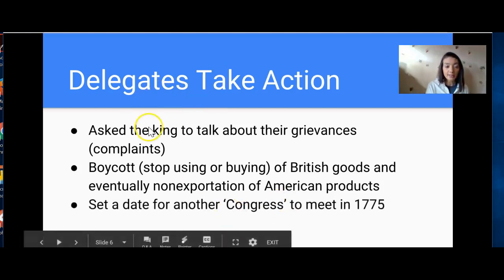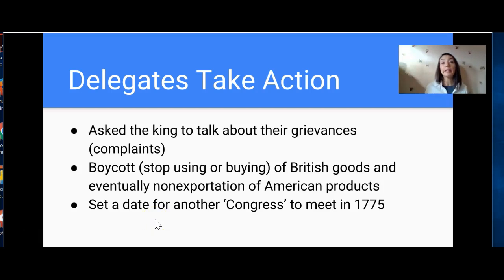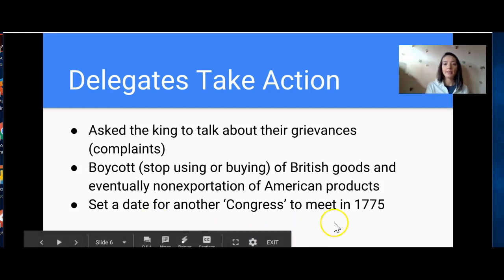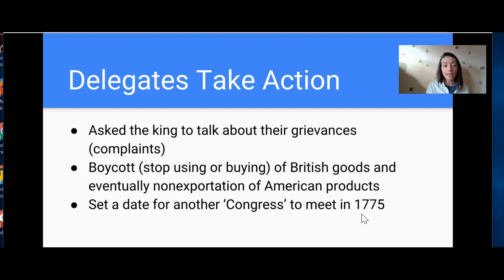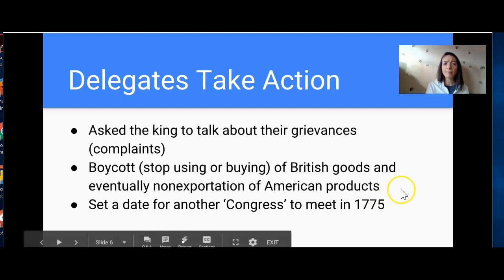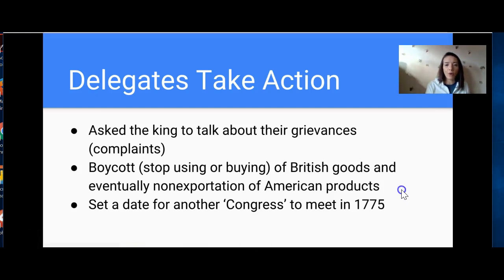Another thing that the delegates did, besides write a letter and then stage this boycott, was they actually set a date for another Congress, for another meeting to happen. And this was a year later in 1775. And as you know from a few slides ago, this was the Second Continental Congress. So those are the three big things that they did or agreed to in 1774.